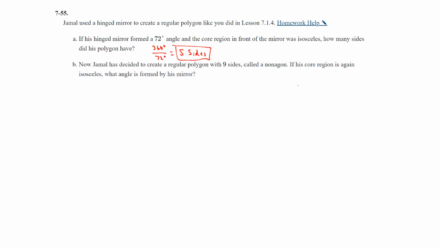On part B, now Jamal has decided to create a regular polygon with 9 sides called a nonagon. If his core region is again isosceles, what angle is formed by his mirror? So now we can go the other way. We still know it's 360 degrees, but now we know that there are 9 sides. And so if you take 360 divided by 9, you will get 40 degrees, and that's the angle that is formed by his mirror.